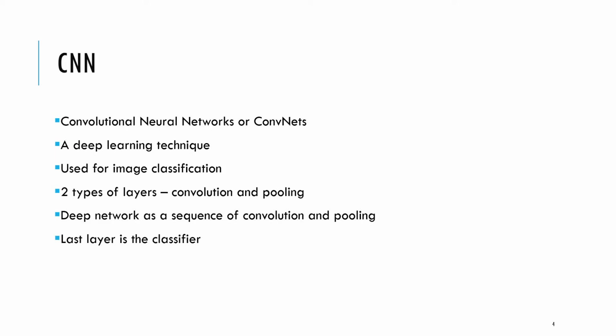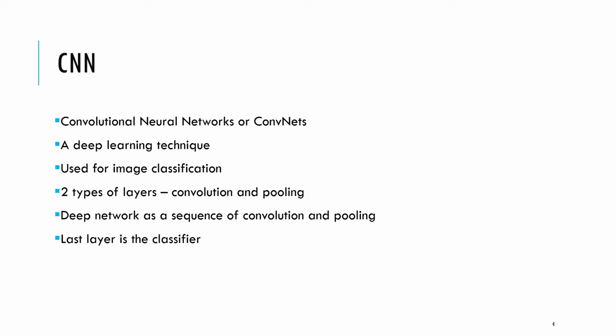So now I'll talk about CNN. It's not the news network, believe me. It's convolutional neural networks, also known as ConNets by some people. And it's a deep learning technique. And like I said before, deep learning is a subset of machine learning, which in fact is a subset of artificial intelligence. And it's used for image classification.